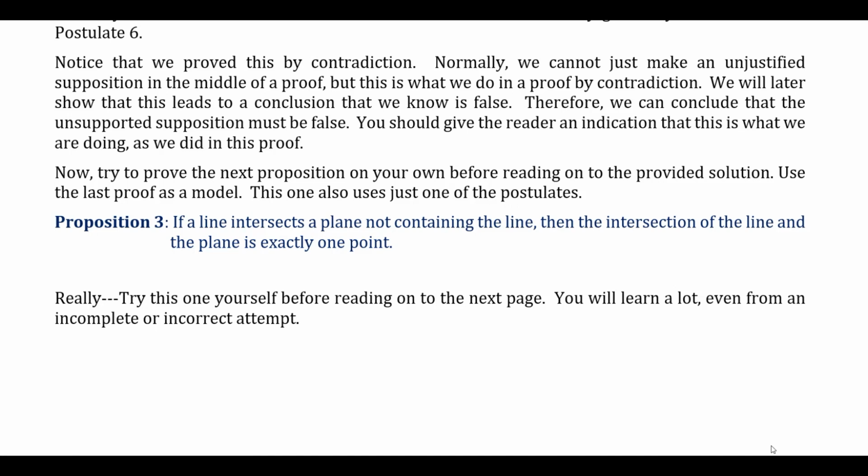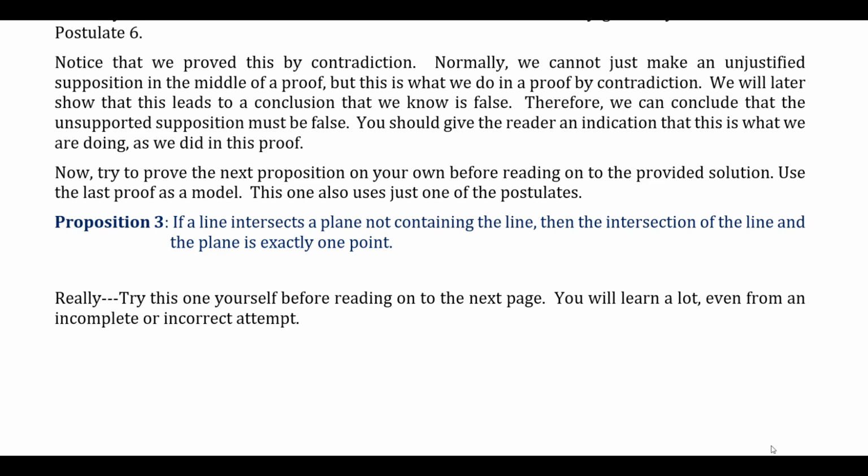Hello, let's take a look at the proof of Proposition 3. Proposition 3 says if a line intersects a plane not containing the line, then the intersection of the line and the plane is exactly 1 point. Now remember, we're going to use just the postulates that we have above, and this one, like the last proposition, actually only uses one of the postulates.